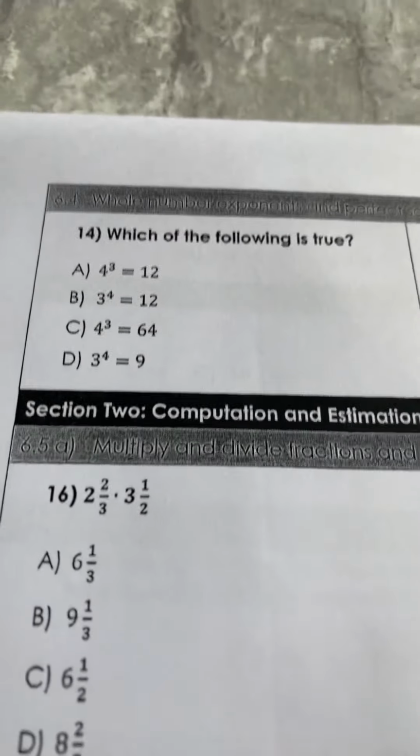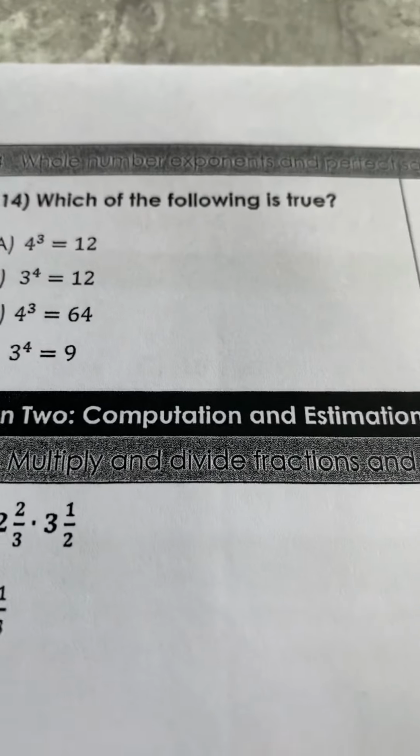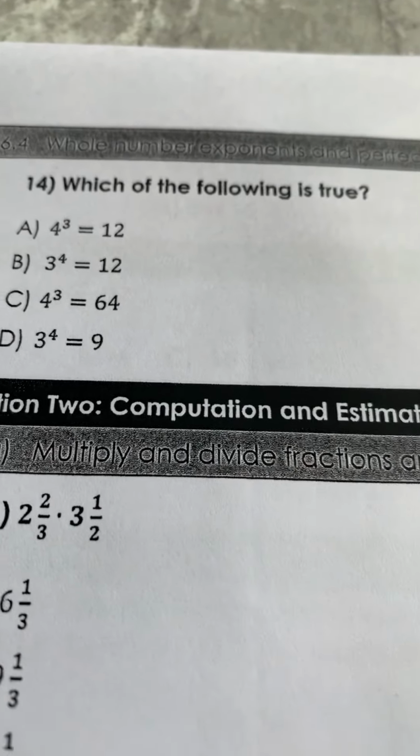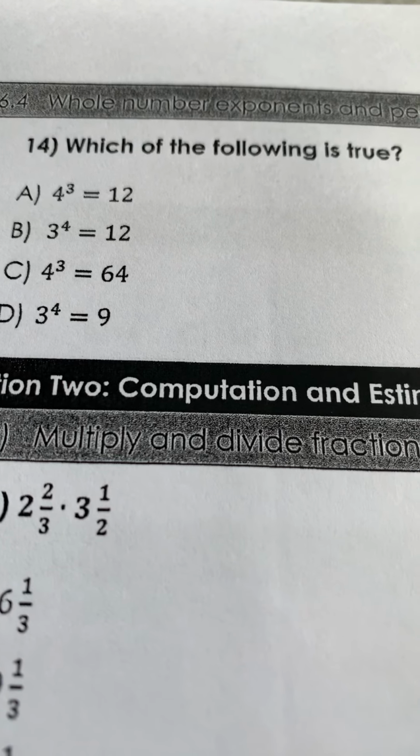All right, starting with number 14, going over 6.4, that was perfect squares and exponents. 14, which of the following is true? So what we got to remember is if I'm just going to write out 3 squared, 3 is the base, 2 is the exponent. I read that as 3 squared, or I can also read that as 3 to the second power.